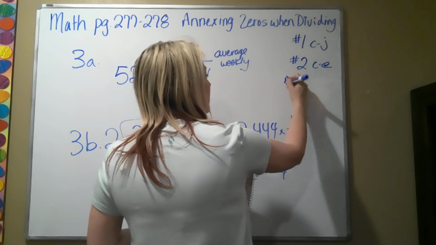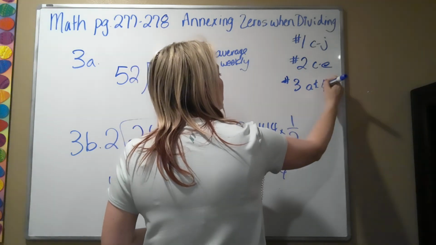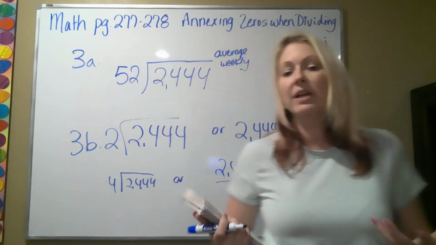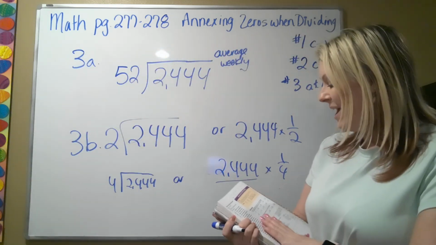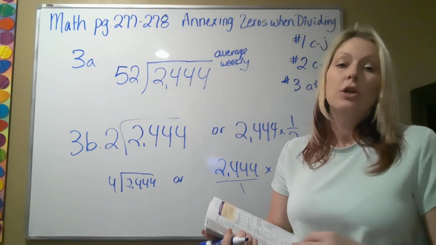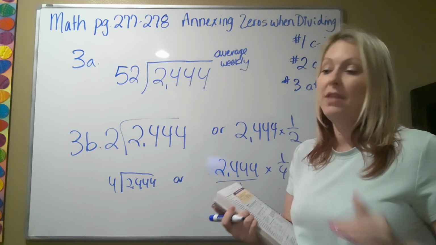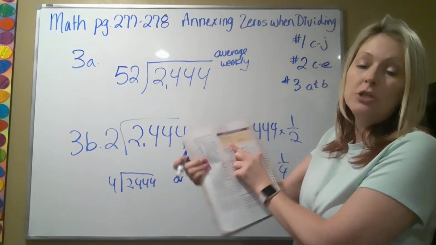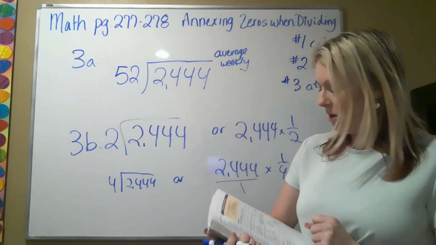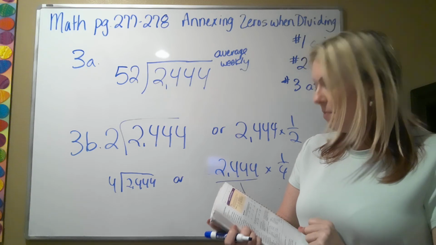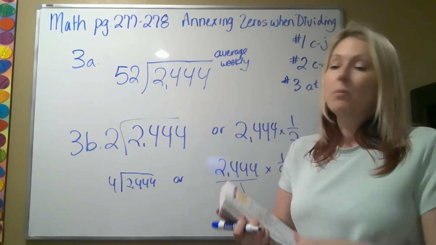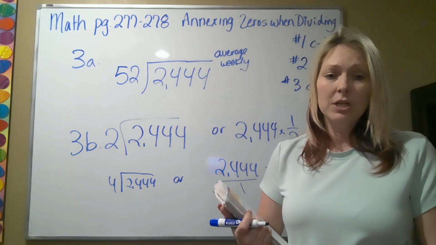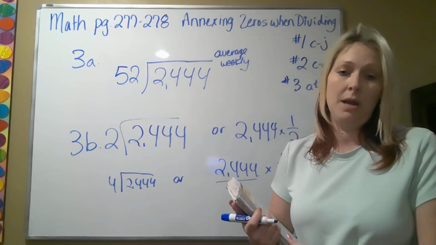So you are doing 3A and B, and that is all your math for the day. Don't forget to do annexing zeros when dividing. You're putting that decimal place there, and then you're adding that 0. Take a look at the box on your page one more time before you get started. Read what it says there. Remember to include the decimal point in your answer. And if you have any questions about annexing zeros, please let me know.